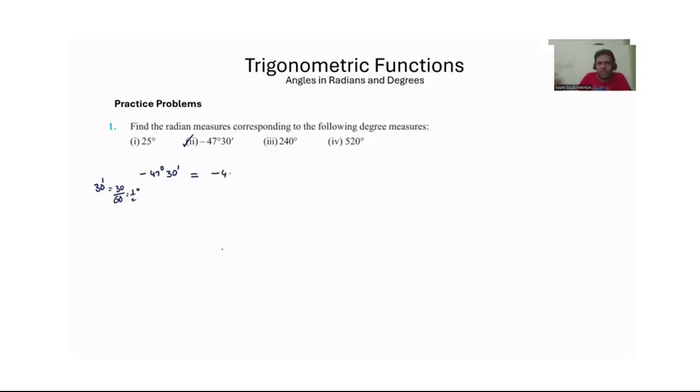So I can write this as 47 and 1 by 2. If I convert this mixed fraction into a proper fraction: 47 twos are 94, plus 1, so 95. Hope you all know how to convert a mixed fraction into a proper fraction. So this is minus 95 by 2. I know it is in degrees and I need to put it into radians, so the multiplication factor is pi by 180.